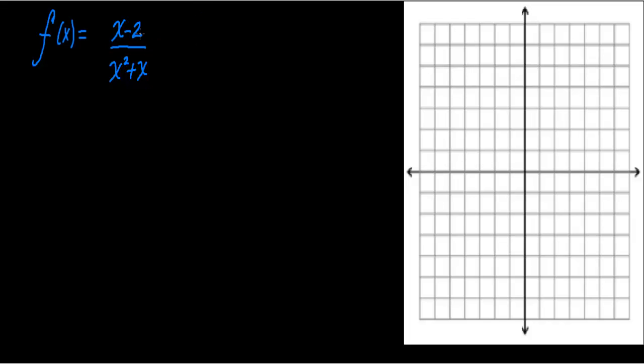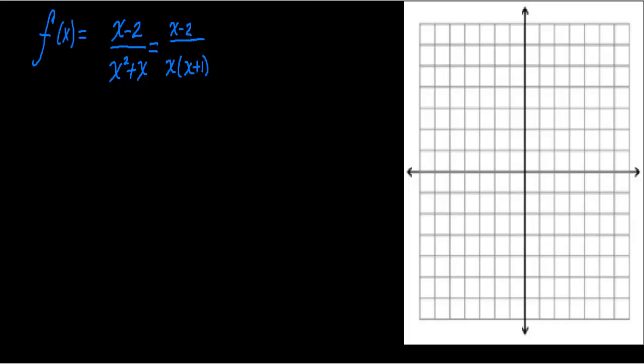Here's example 6 on sketching rational functions. First thing, factor if you can. The numerator will remain the same, x minus 2. The denominator I can factor. There's a common factor of x, so I can factor x times x plus 1.